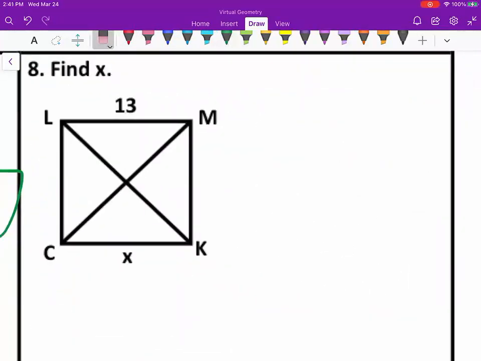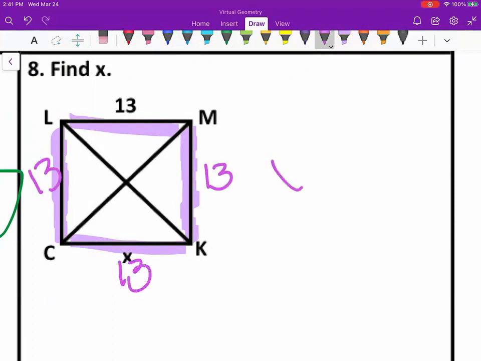All right, example 8. So because this is coming from, again, a rhombus, all of these sides are exactly the same. So if one of them is 13, they're all 13. So my x is that amount.